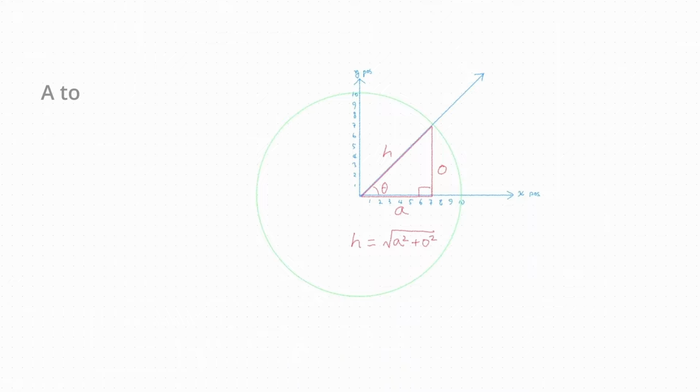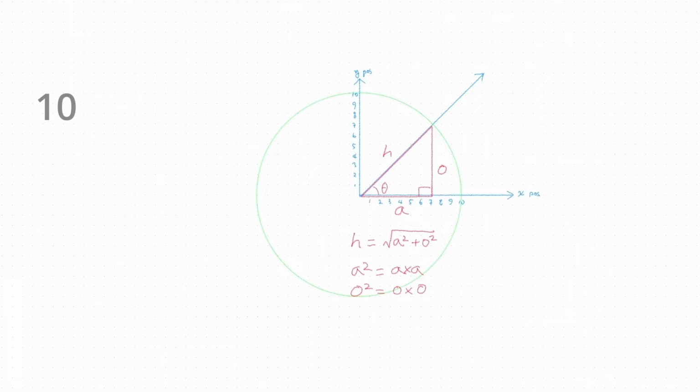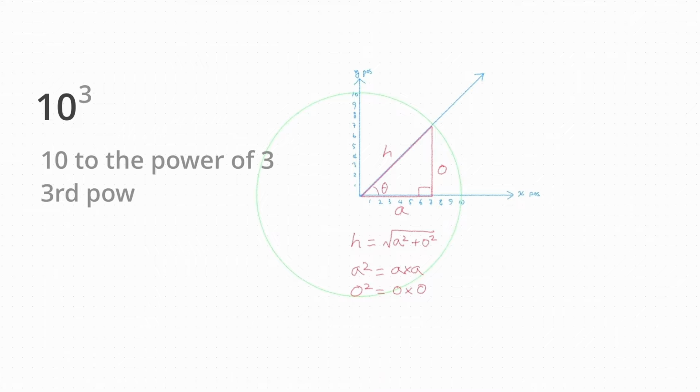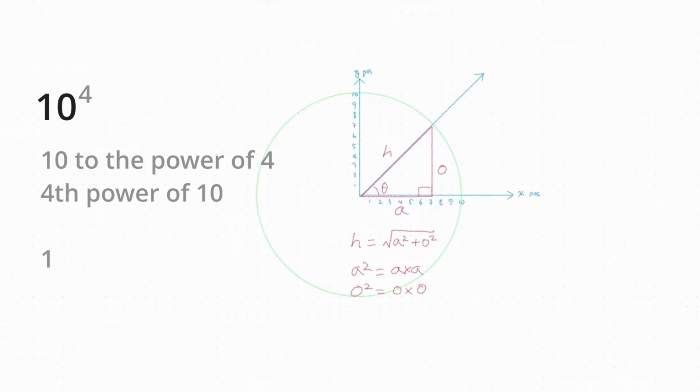This is called a to the power of 2, or the second power of a, or simply a squared, where a is the base number and 2 is the exponent. The exponent indicates how many times the base is multiplied by itself. For example, if the base number is 10 and the exponent is 3, then we can call it 10 to the power of 3, or the third power of 10, or 10 cubed. It means 10 times 10 times 10. And 10 to the power of 4 means 10 times 10 times 10 times 10.